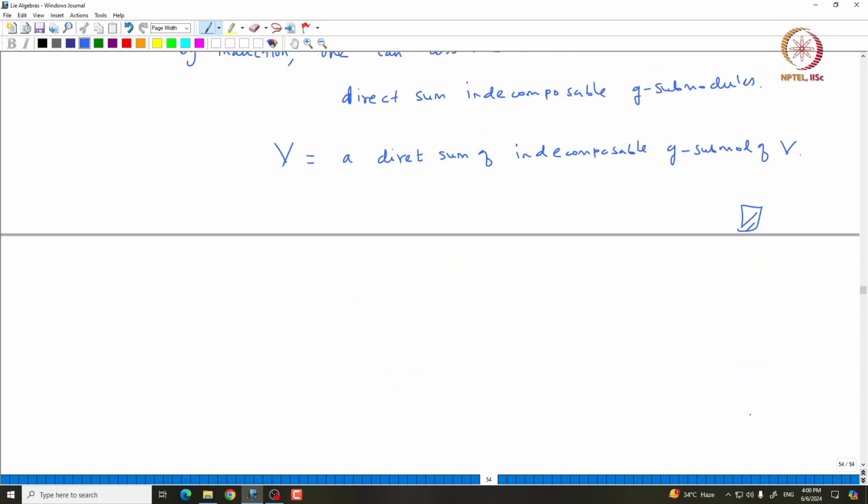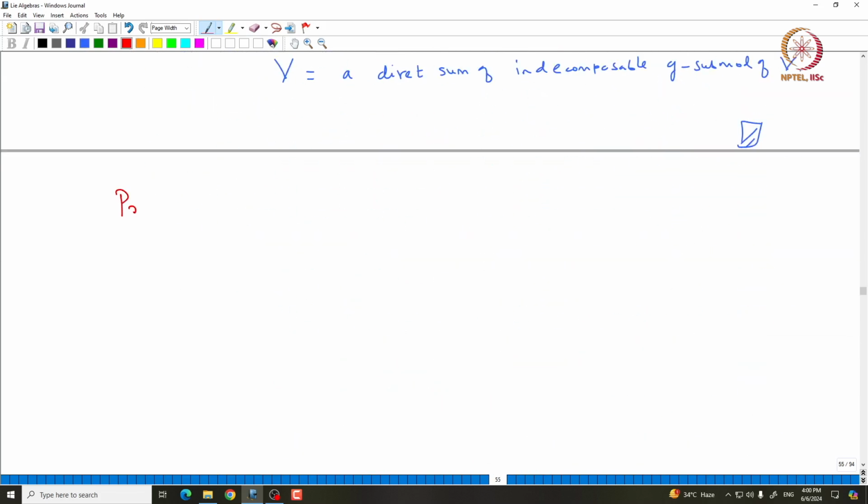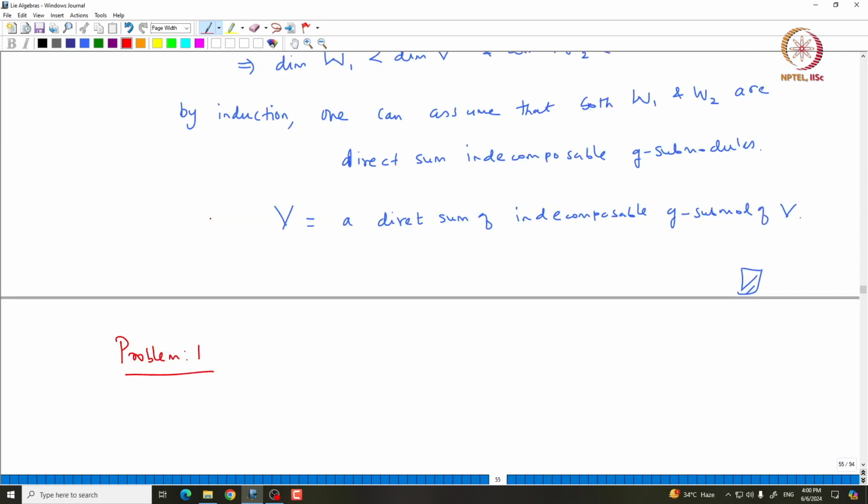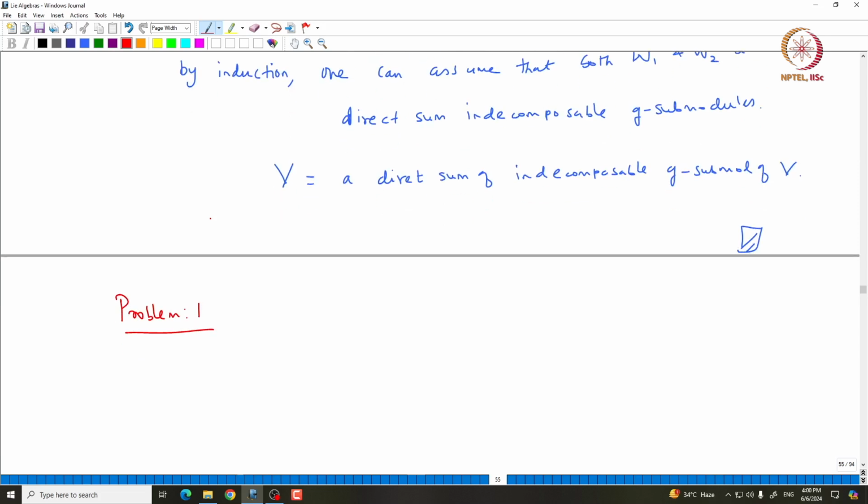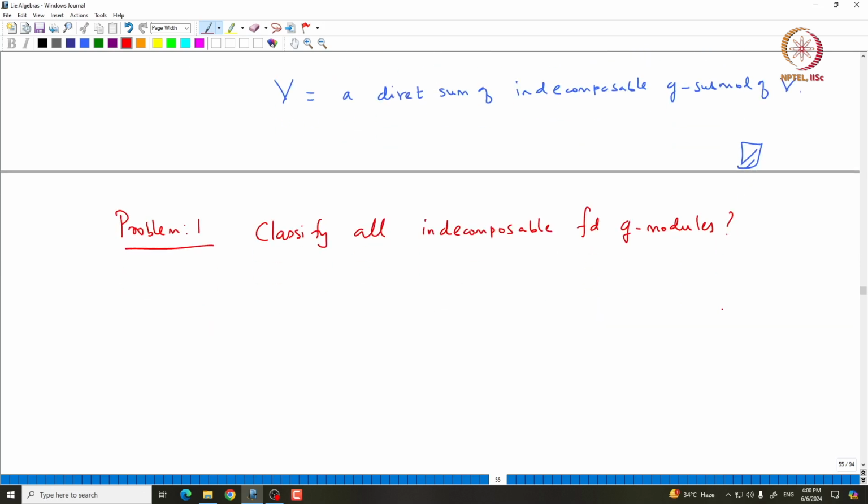So, there are two important problems here. Problem 1: if we classify all indecomposable G representations, that actually tells us how to classify any finite dimensional representation, because any finite dimensional representation is a direct sum of indecomposable representations. So, the first problem is to classify all indecomposable, of course finite dimensional, G modules, because we are only interested in finite dimensional representations of G.